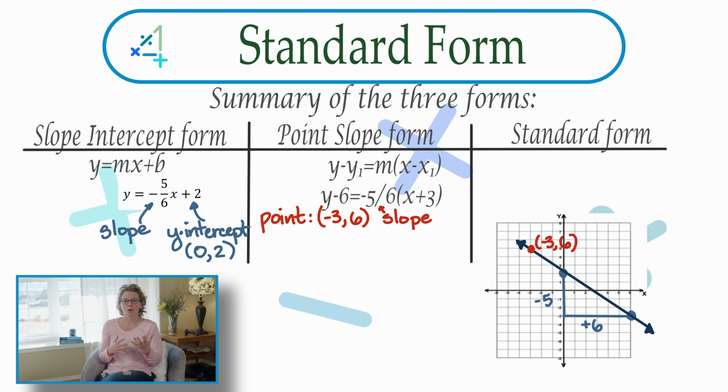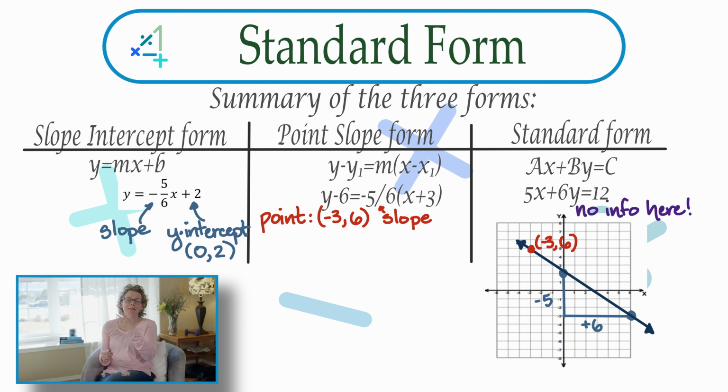Lastly is standard form. ax plus by equals c. That same line looks like this: 5x plus 6y equals 12. What does it tell us right away? Nothing. We have to change it around to see a point and the slope. Remember, we just have to know how to deal with it because it comes up a lot in word problems.